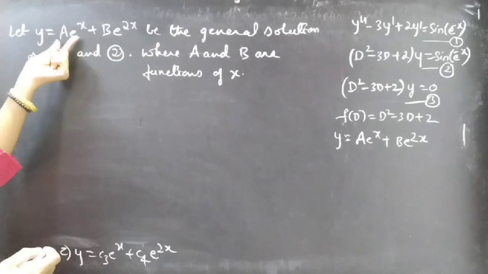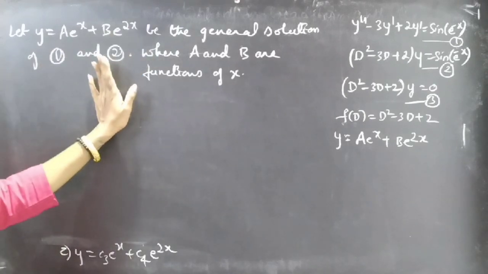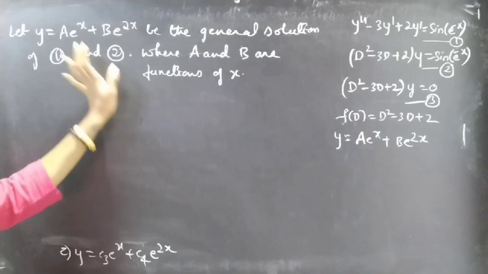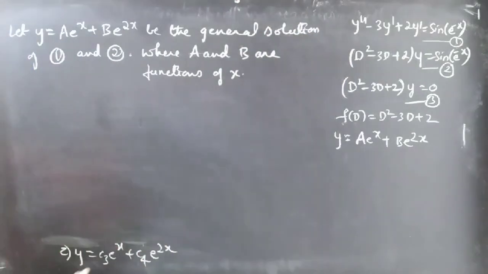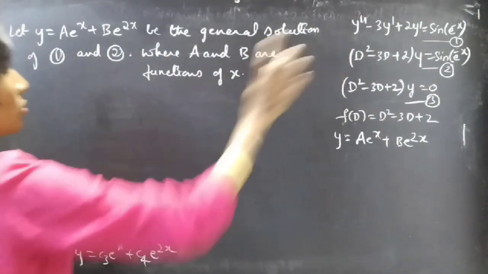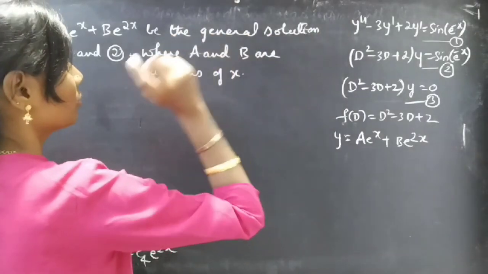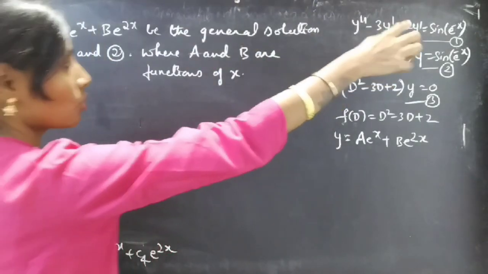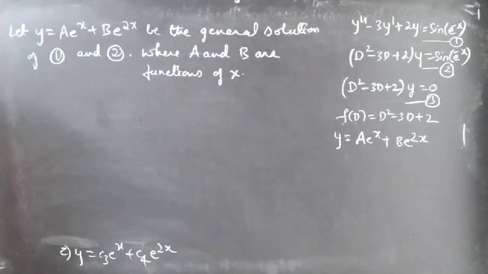We are saying y equal to a e power x plus b e power 2x is the general solution of 1 and 2, which is nothing but y equal to a e power x plus b e power 2x is the solution of 1 and 2, right? So it will satisfy equation 1 and 2 as well, right? Since y satisfies equation 2, we can substitute y in equation 1, right? But here we have y dash also. So let's find y dash and y double dash and substitute in equation 1.